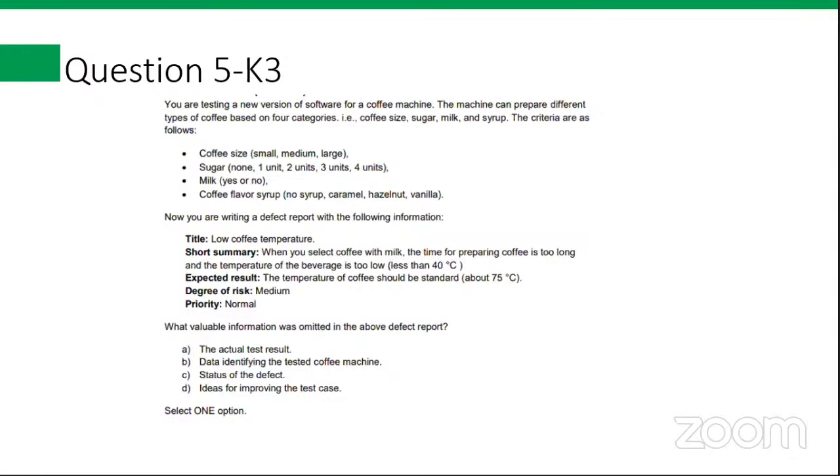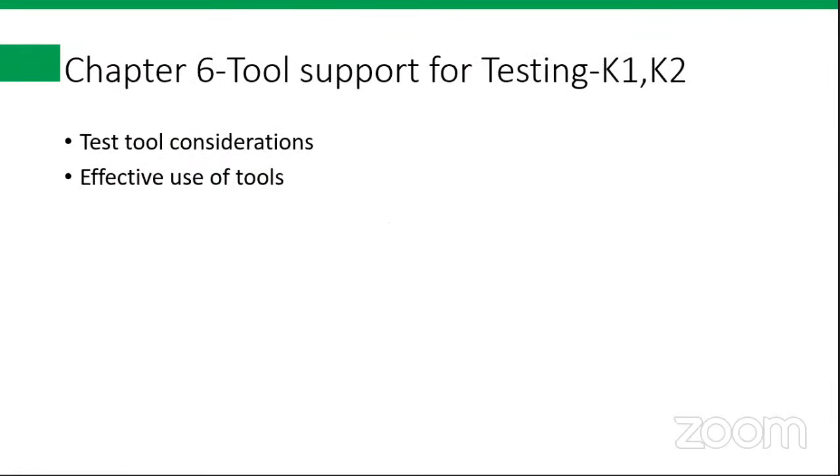So moving forward, here's our final chapter, chapter 6, that is tool support for testing. This is a very, very easy chapter. You are not going to get indirect questions. As you see, the K levels assigned are K1 and K2, so it's very simple. All you have to do is remember and understand the concept, then you'll come up with an answer.